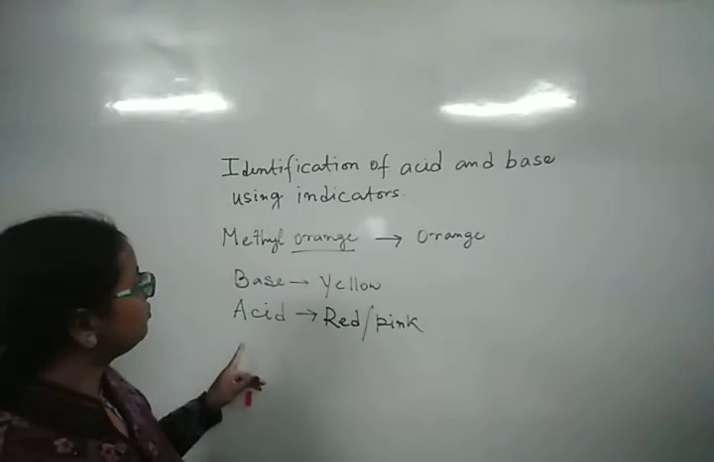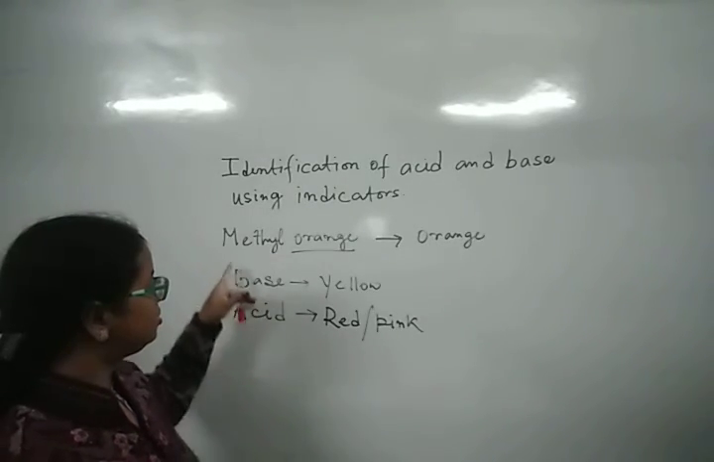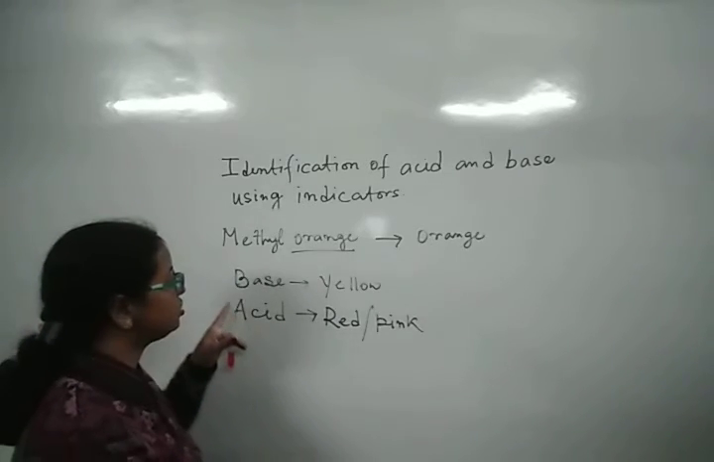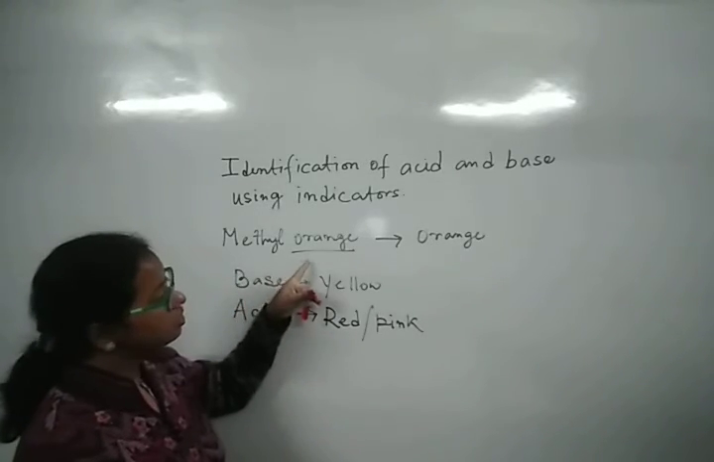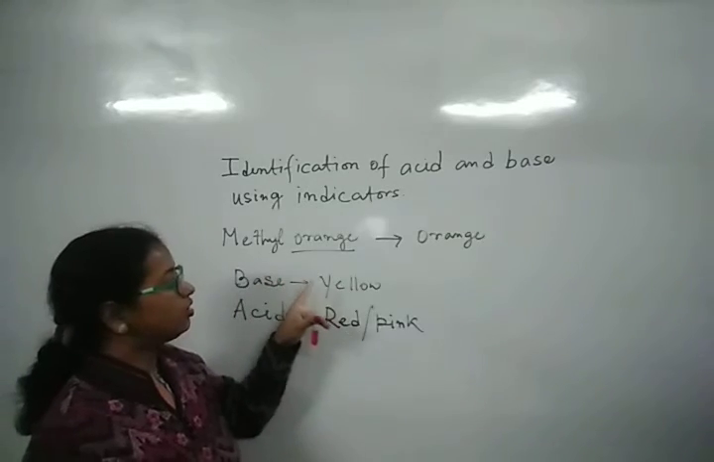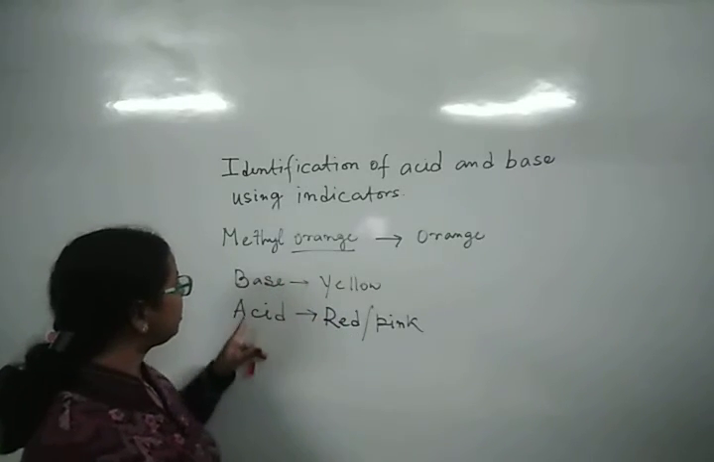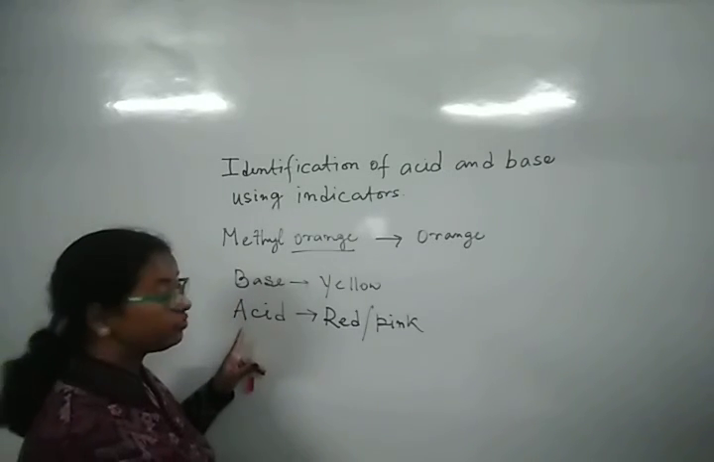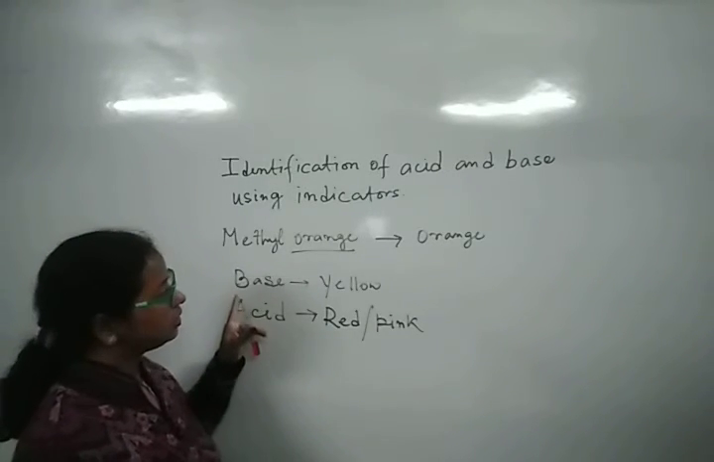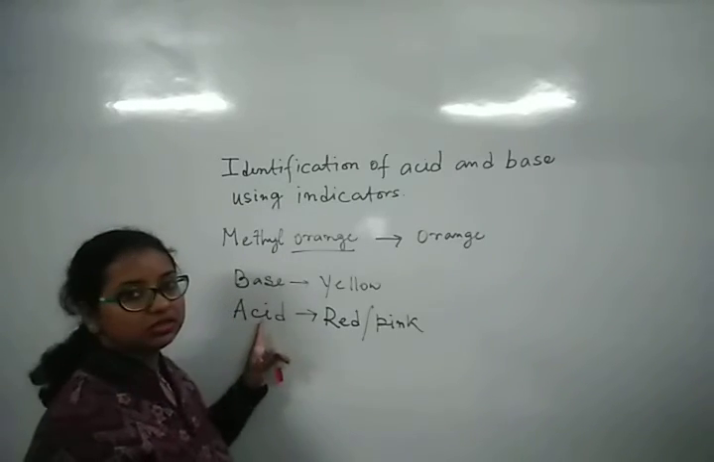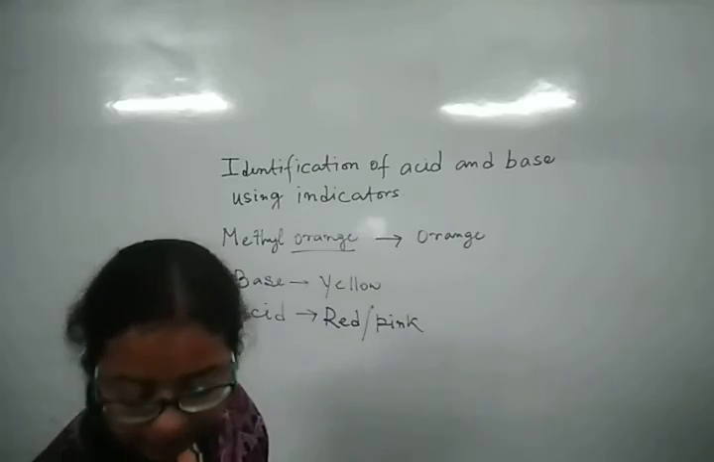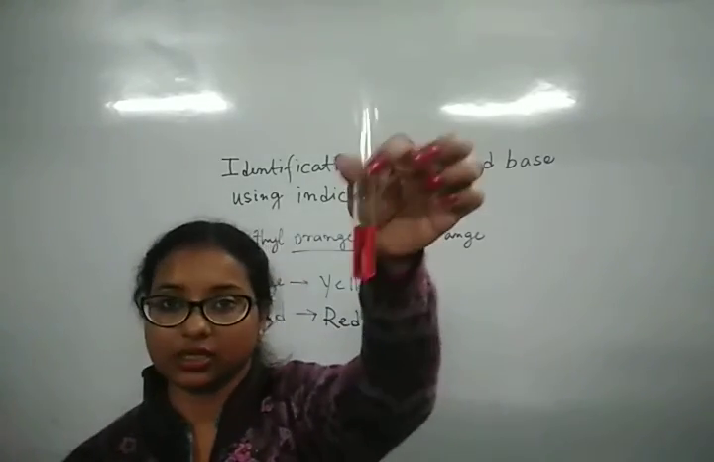So this was for methyl orange. When we add methyl orange in basic solution, the orange color changes from orange to yellow, and when we add it to acid, the color changes from orange to pink or red. Rosy pink we can say.